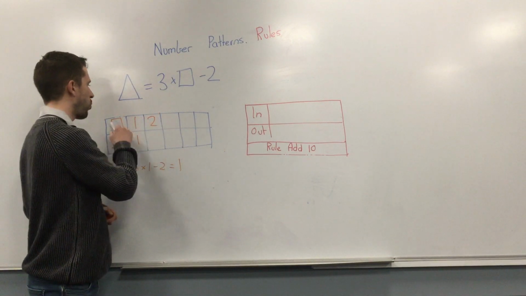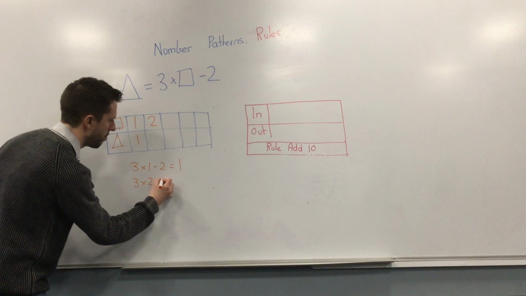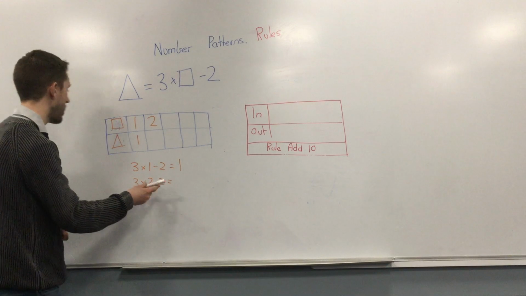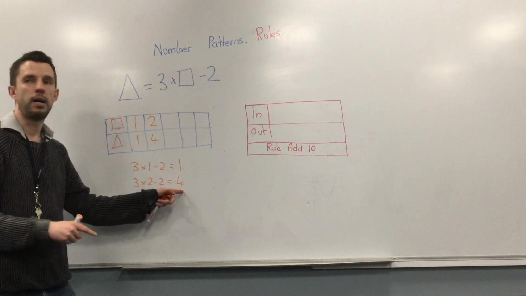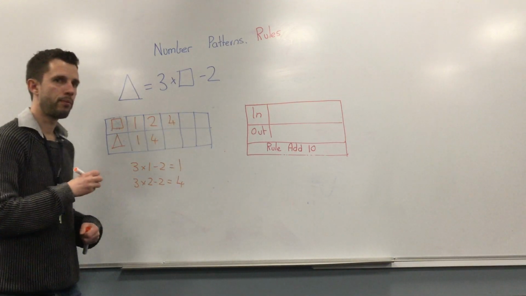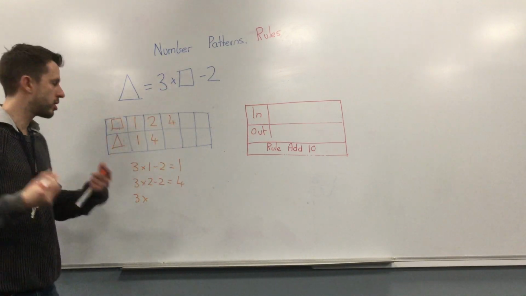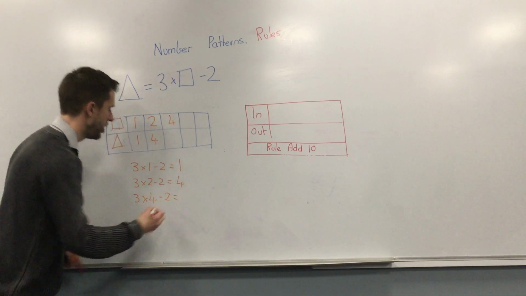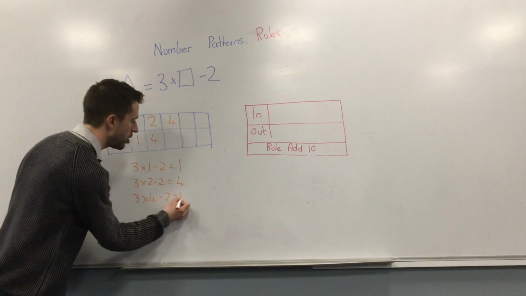If I make square 2, I'm just going to go 3 times 2 minus 2. 2 times 3 is 6. 6 take away 2 equals 4. So that just means my triangle becomes 4. If I plug in 4, I'm going 3 times the square, which is 4, minus 2. So 3 times 4 equals 12. 12 take away 2 equals 10.